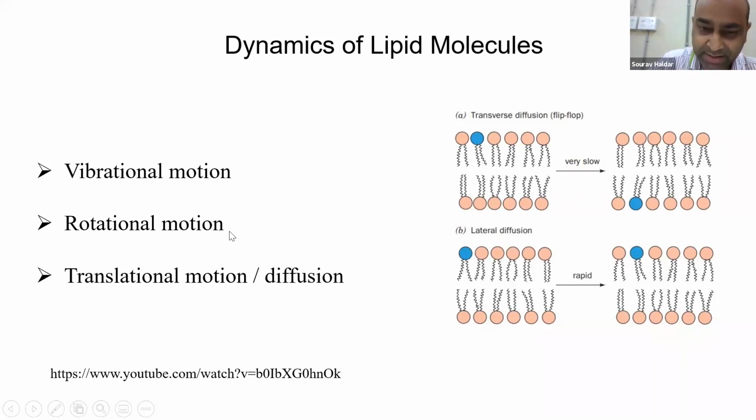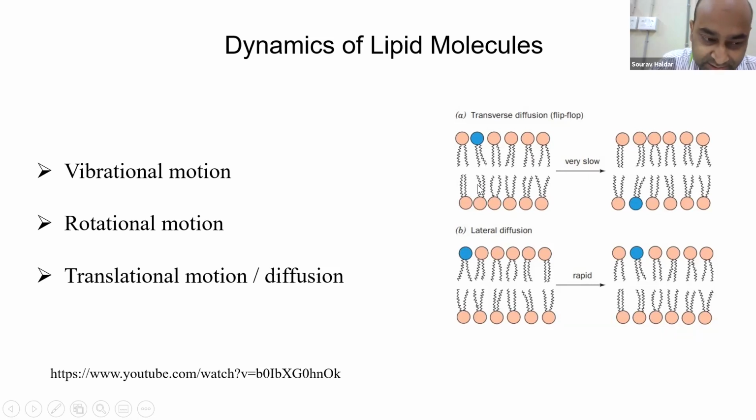So usually the vibrational motions are in the picosecond to femtosecond time scales. Rotational motions are in sub-nanosecond time scale, whereas translational and diffusional motions are mostly in microsecond to millisecond time scale. But transverse diffusion across the leaflet is an even slower process. So sometimes it takes even minutes, hours, and days for one lipid to come from one leaflet to another leaflet. The reason is when one lipid is coming to another leaflet, the head group has to come through a hydrophobic environment, which is not thermodynamically a very stable situation. That's why it has a very high activation energy barrier.